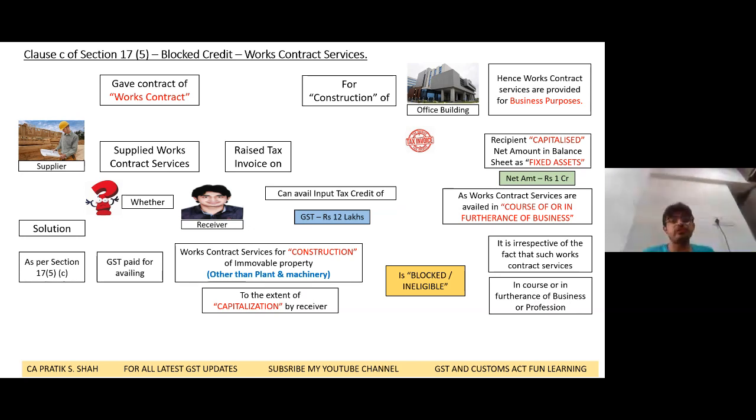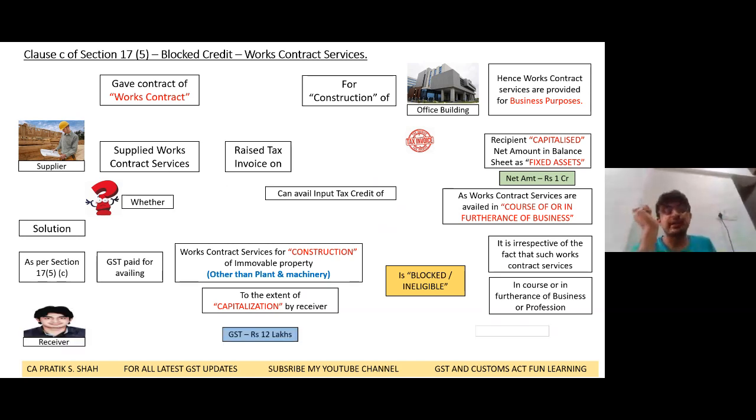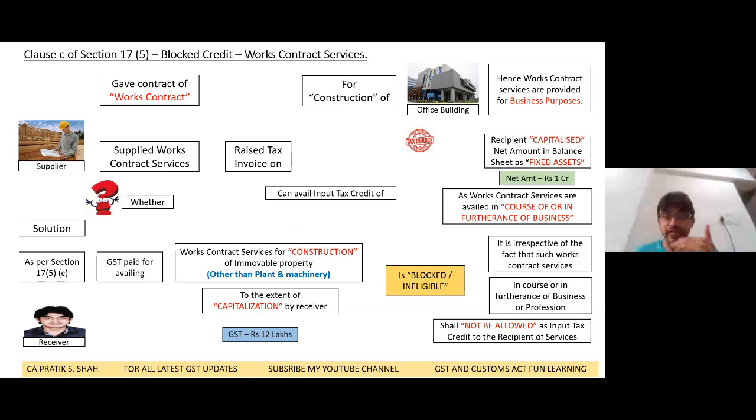So whatever GST of 12 lakh I have paid to you, I will not be allowed ITC. Such a wrong section, how wrong it is! But I will not be allowed as ITC. Okay, so understand the fact: if you avail works contract service, whatever GST is paid, you cannot take ITC. Yes, there are a few exceptions which we will discuss.